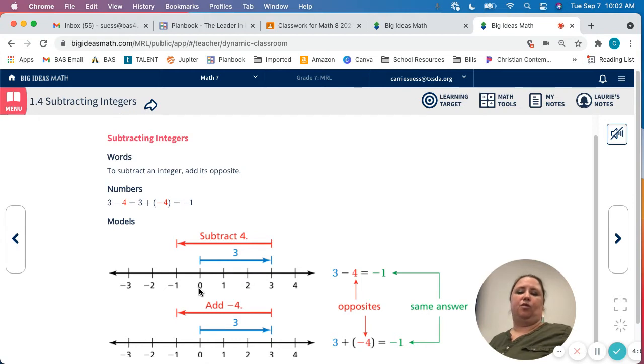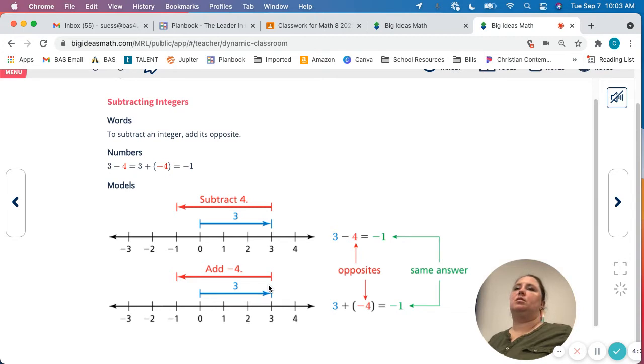So if I have 3 minus 4, I start at 0 and I go plus 3 to the right. And then since I'm subtracting 4, I go to the left 4 and end up at my final answer of negative 1. Now, if I think using the opposites, it's the same procedure, just different words. So again, I start at 0 and I go plus 3. So I go over to 3 and then I'm adding a negative 4. It's the same thing as saying subtract 4. Adding a negative 4 still moves me to the left because it's a negative number, and I still end up with negative 1. Okay, this is just getting you used to the verbiage, guys.